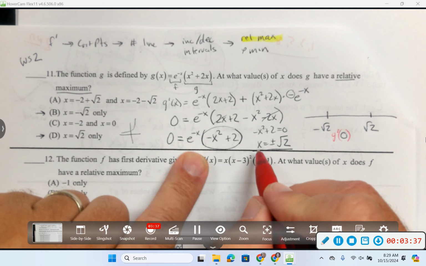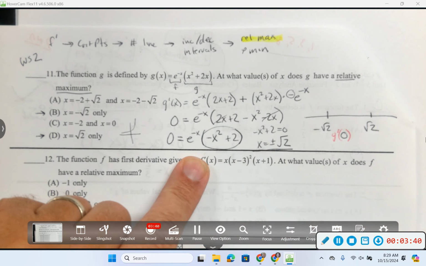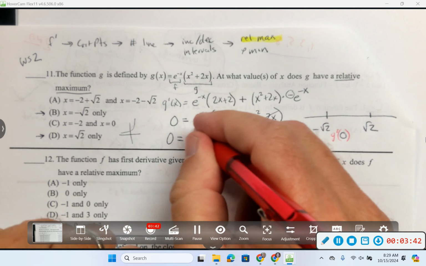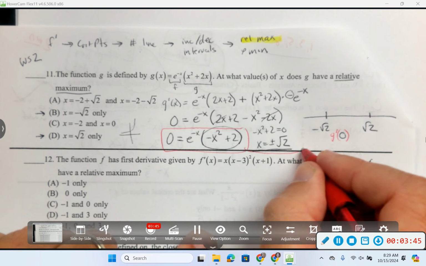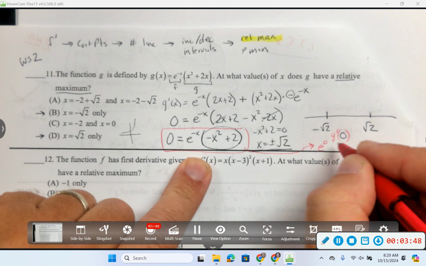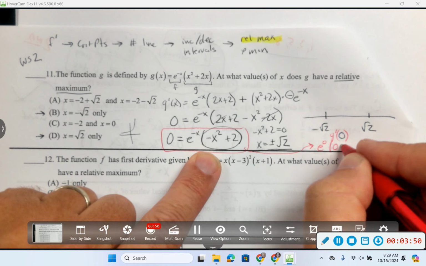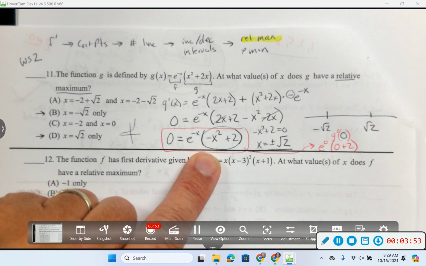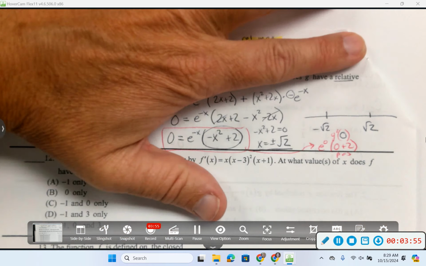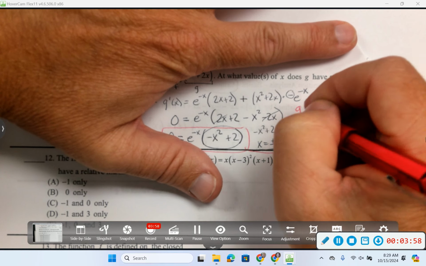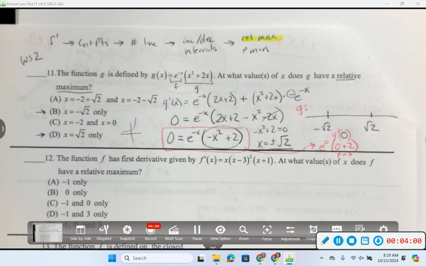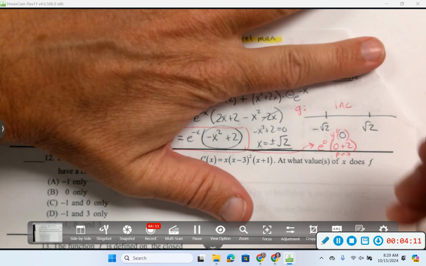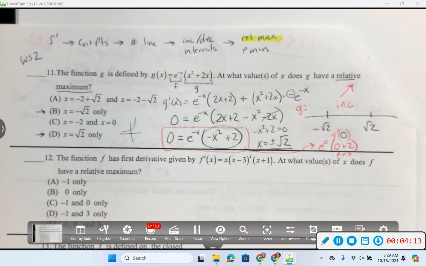So, this is kind of a mess. Probably the simplified version is the best way to do it. So that's e to the 0, that's positive. 0 plus 2, that's positive. So if g prime is positive, what does that tell me about g? If g prime is positive, that means g is increasing.